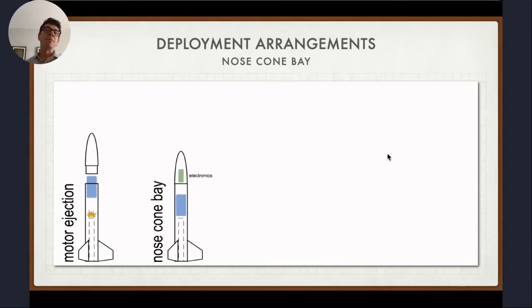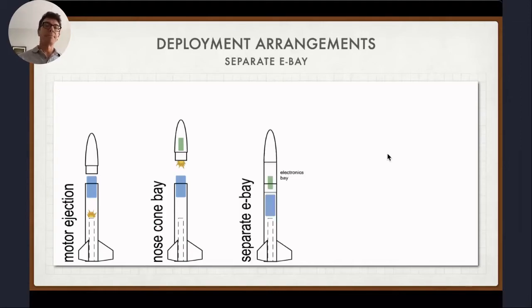The other arrangement, once we start using electronics, is that now we're not limited to initiating the ejection charge from the motor. We can initiate it from any part of the rocket. So another arrangement here is to put electronics in the nose cone. Again, there's a single chamber for the recovery system. So the nose cone separates, the laundry escapes.